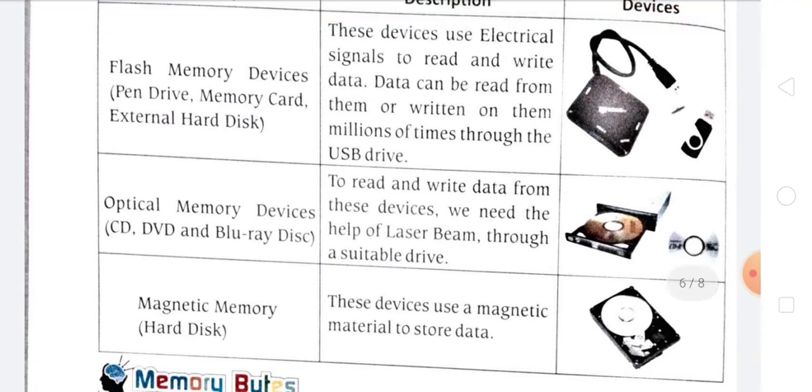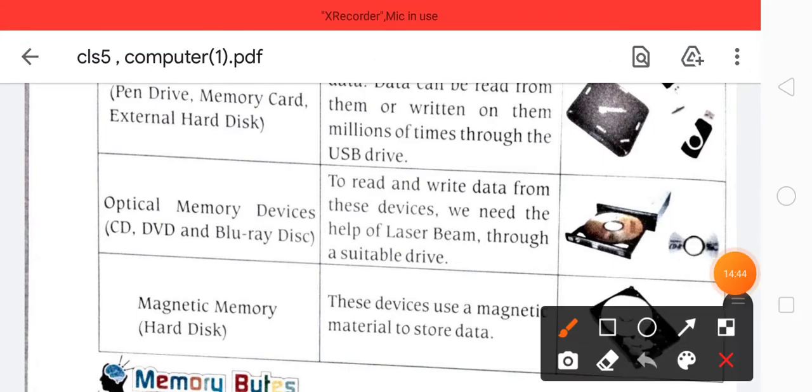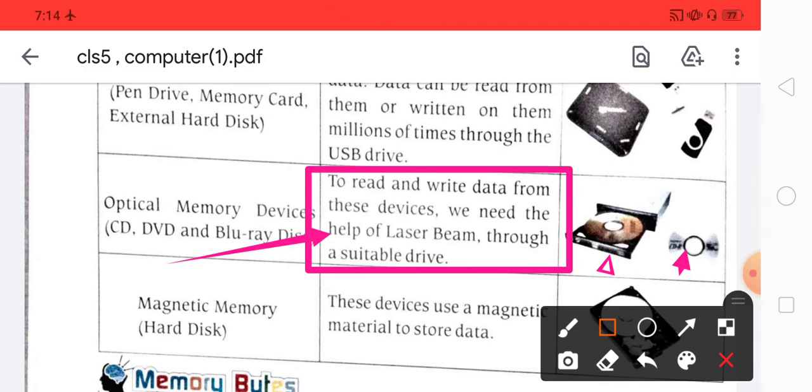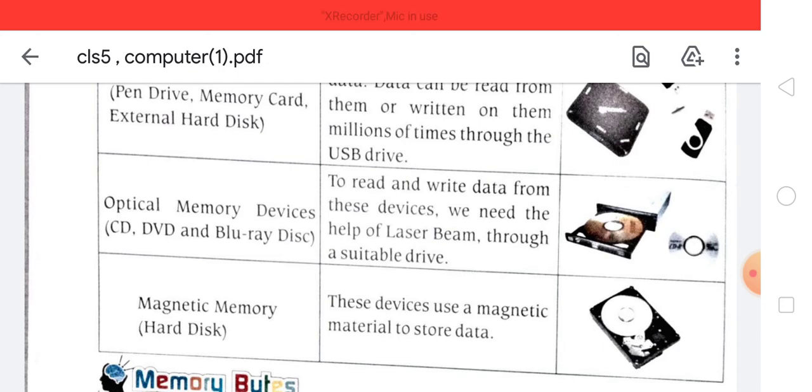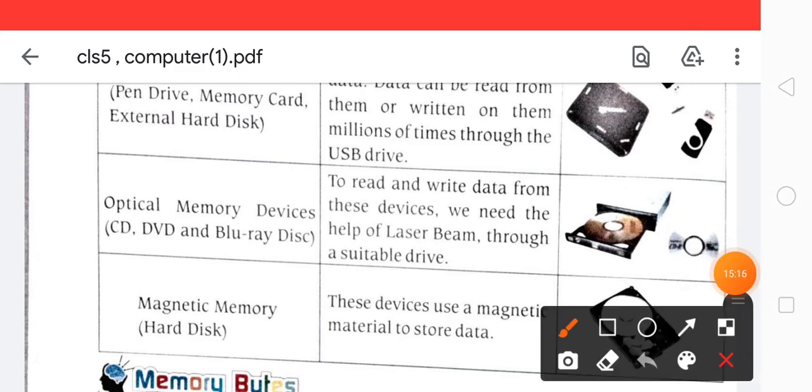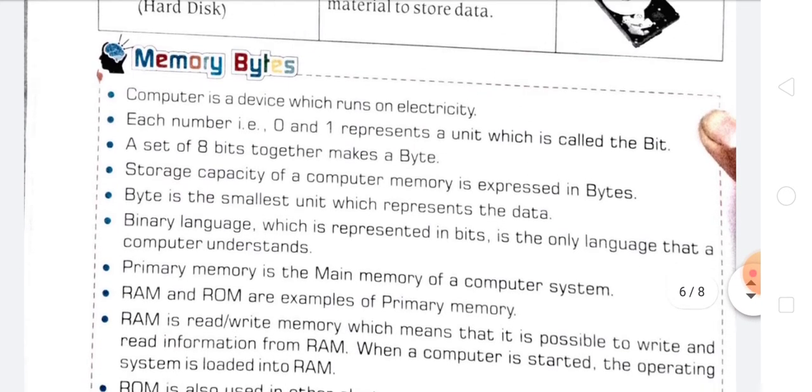Then after that, the optical memory devices. What are optical memory devices, students? You can see here the CD, DVD and Blu-ray discs. To read and write data from these devices we need the help of a laser beam through a suitable device. Then after that, the magnetic memory, which is known as hard disks, and these devices use magnetic material to store data.